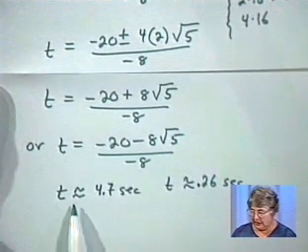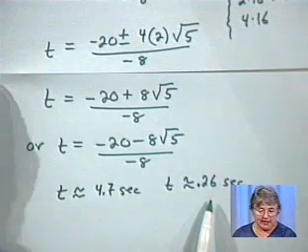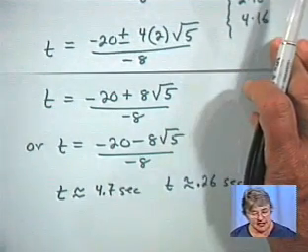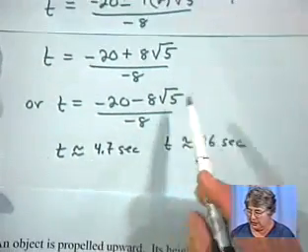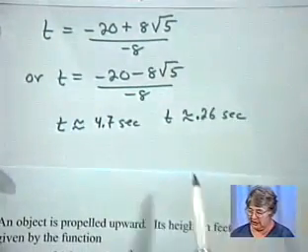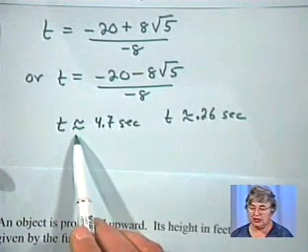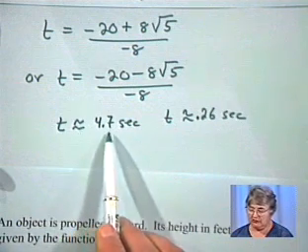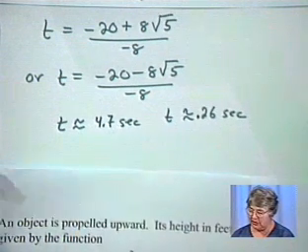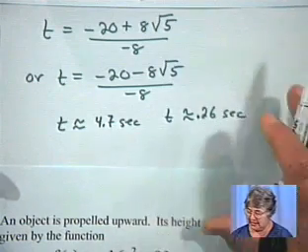It turns out that for these two values of t right here, we're going to have a height which is 70 feet. When you're putting the square root of 5 in your calculator, what the calculator gives you is an approximate value, and that's what these two little wiggly lines mean: approximately 4.7 seconds. We have to round that off. And the same thing for this one. T is approximately 0.26 seconds.